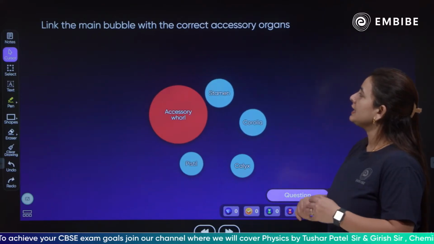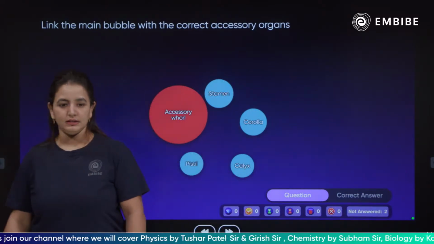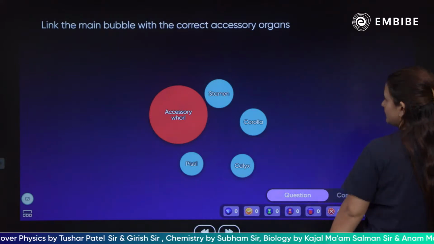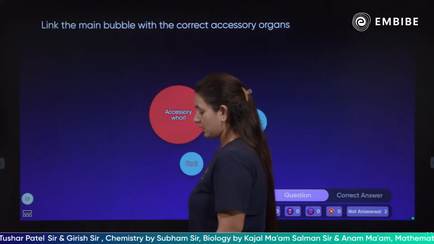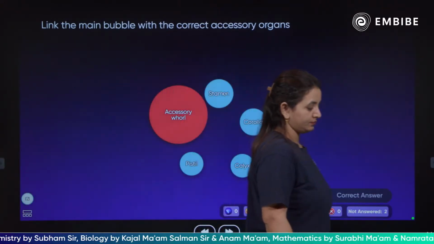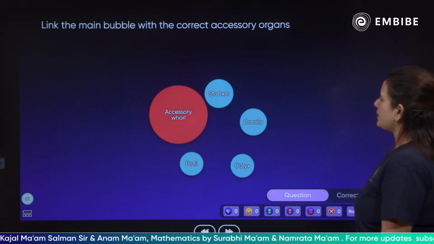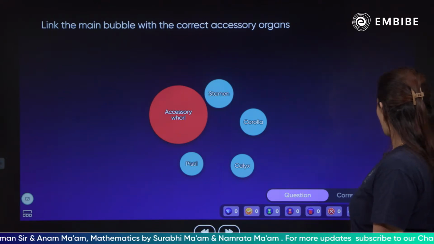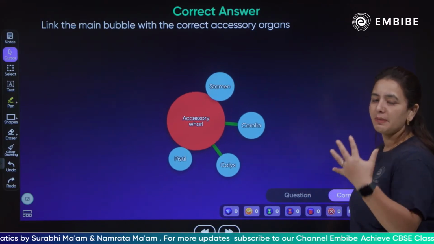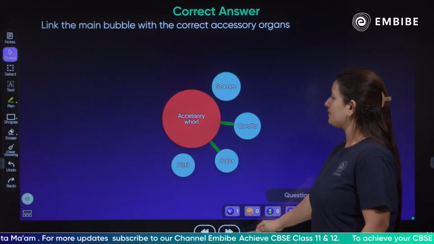Another question is, link the main bubble with the correct accessory organ. What do you think is the correct accessory organ? Accessory, non-essential accessory. The options are stamen, corolla, calyx, pistil. Of course, children, the correct accessory organs would be the calyx and the corolla. The petals and the sepals are the accessory parts, or the accessory organs, of the flower.